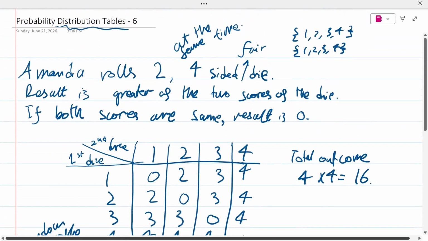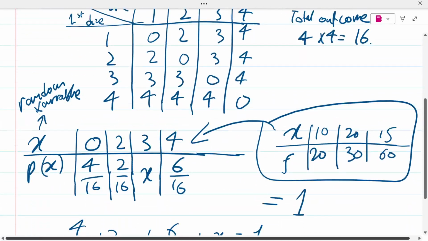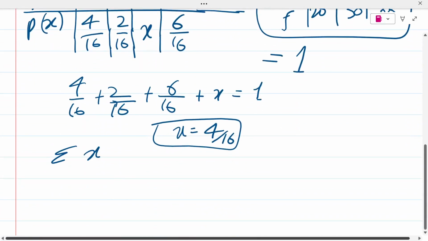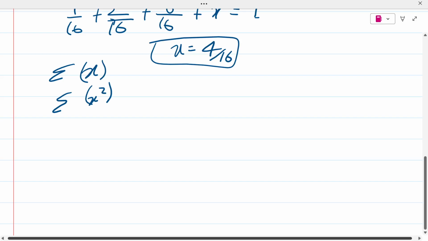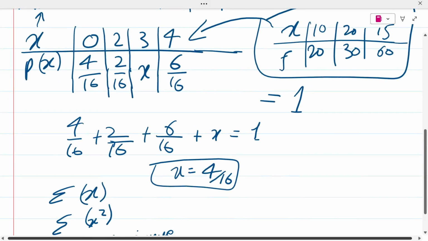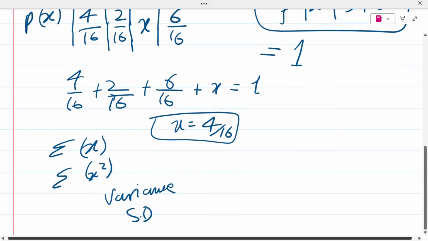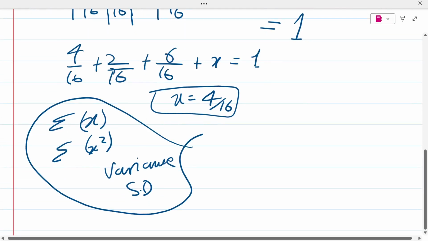That was the first part of this video. I'm going to make another part for probability distribution tables, where we're going to talk about the expected value, the expected value of x squared, and the variance, what a variance is and what standard deviation is. These are the things that we are going to be doing in the next lecture, inshallah.